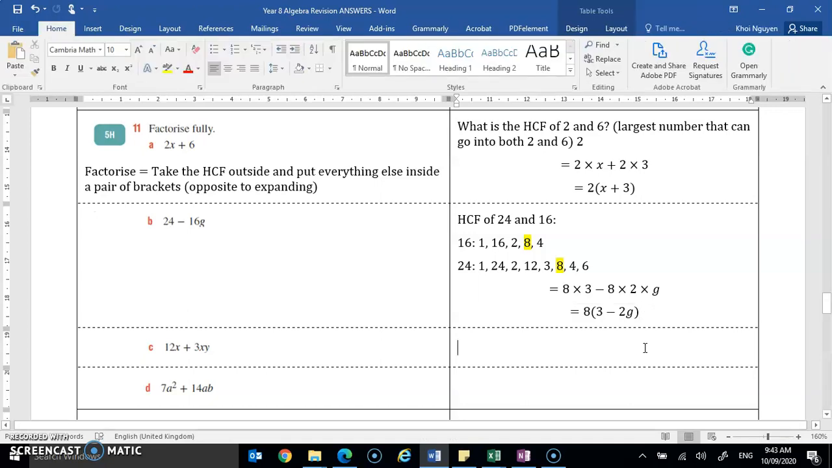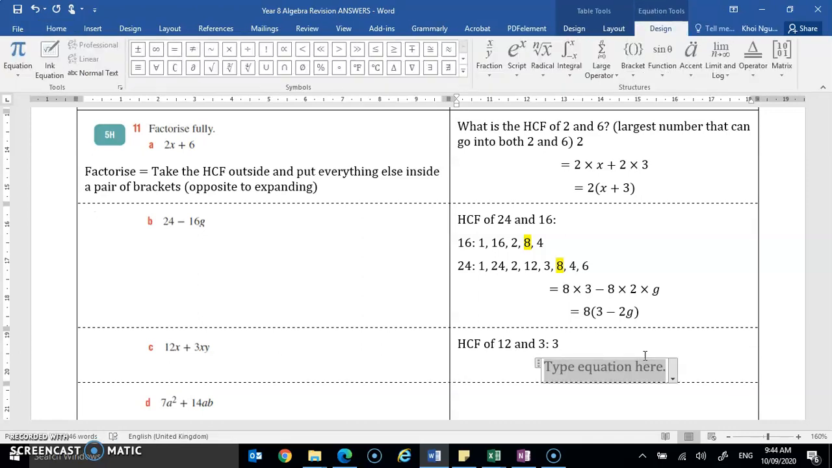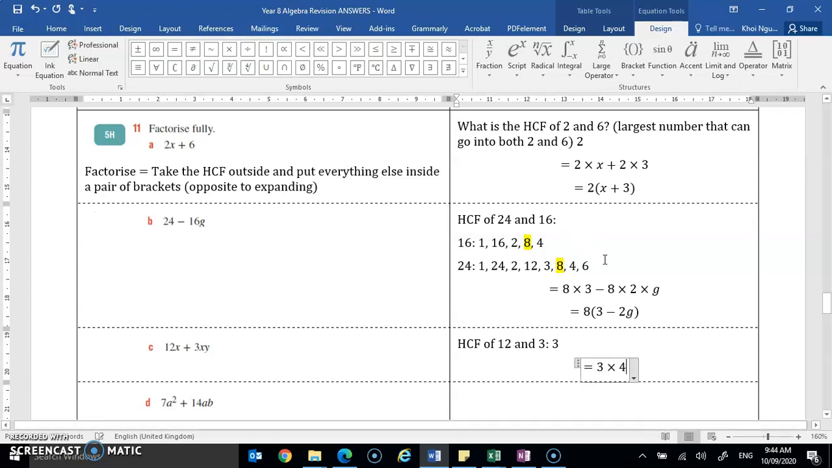Okay, right, next one. Let's find the highest common factor of 12 and 3. Now this one is, I think, quite obvious. So 12 and 3, 3 can go into 12, right? And 3 can go into 3, so 3 is going to be the highest common factor here. So let's rewrite this. So 12 is 3 times 4, right? Or 3 can go into 12 4 times.